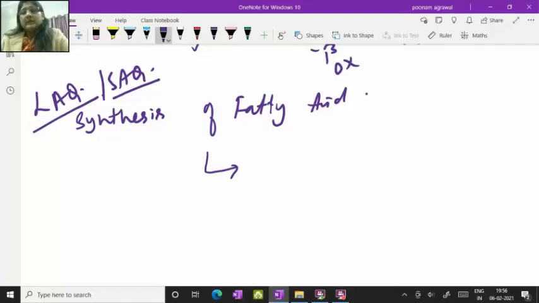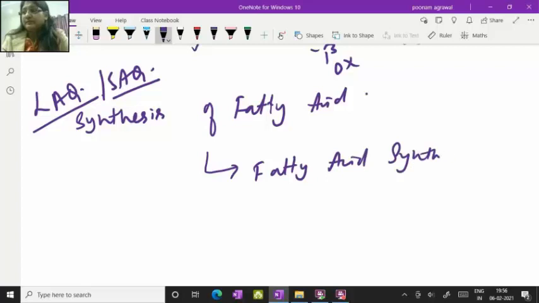When we talk about the synthesis of fatty acid, the human cell is able to synthesize the fatty acid by a process called fatty acid synthesis, and the whole process is actually taking place on an enzyme complex which is known as fatty acid synthase complex. You can call it the FAS complex.